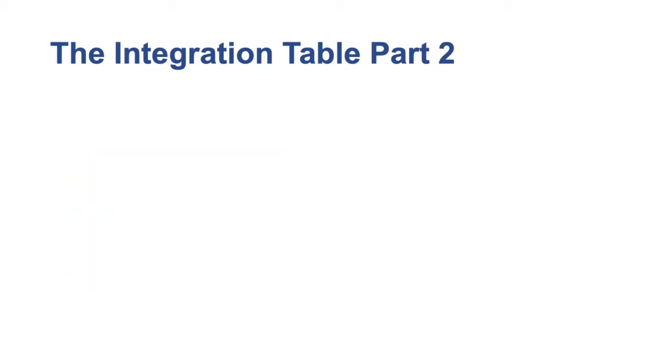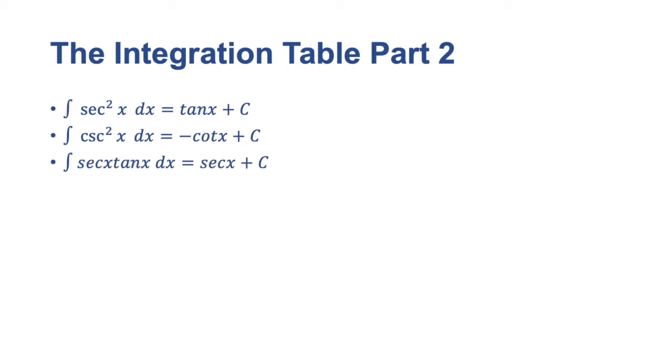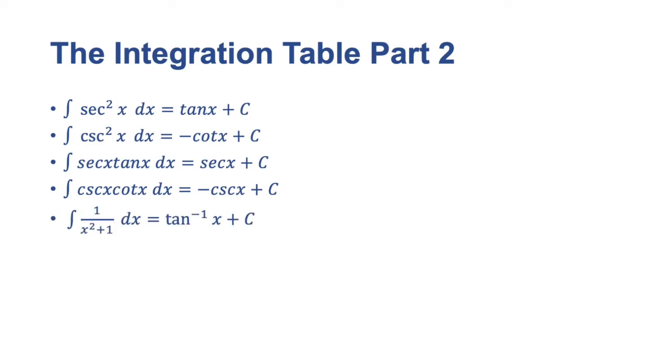All right, now let's keep on going. So now we're going to do the rest of the trig functions. If I have the integral of secant squared of x dx, then that becomes the tangent of x plus c. If I have the integral of the cosecant squared of x dx, then that becomes the negative cotangent of x plus c. If I have the secant of x times the tangent of x dx, then that goes to the secant of x plus c. If I have the cosecant of x times the cotangent of x dx, then that becomes the negative cosecant of x plus c.